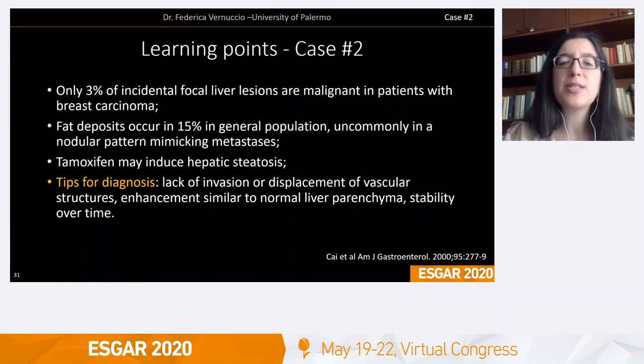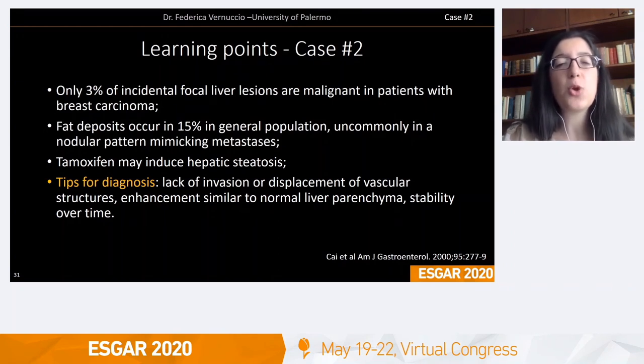However, I give you some tips for the differential diagnosis between pseudonodular steatosis or any benign lesion and metastasis. For pseudonodular steatosis, we have lack of invasion or displacement of vascular structure. We have an enhancement similar to normal liver parenchyma, and the lesion stability over time is also useful. And as shown in this case, the first exam performed was CT, but this was not correct. The first technique should have been MRI, because MRI, in addition to the information provided by the extracellular phases, provides also the information from other sequences. So MRI should have been preferred in this case.